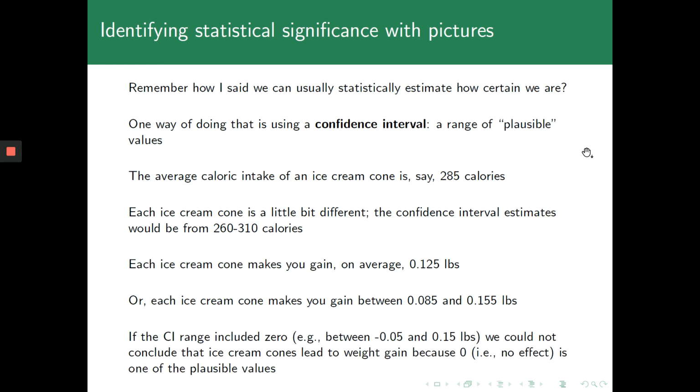Importantly, the little secret to finding statistical significance with pictures is that if the confidence interval range included 0, that is, if, let's say, the ice cream cone made you gain between negative 0.05 pounds and 0.15 pounds, you couldn't conclude that an ice cream cone leads to weight gain because 0 is one of the plausible values, right? So you could say, hey, how much weight does an ice cream cone make you gain? And you could say, well, it might be 0. If it might be 0, you can't conclude that there's any meaningful effect, okay?